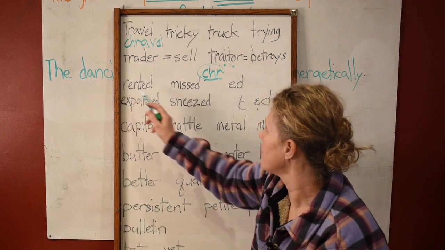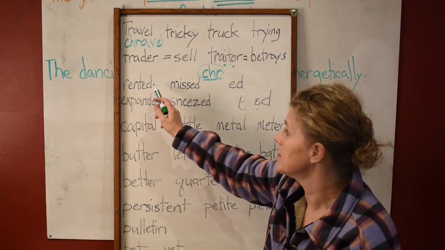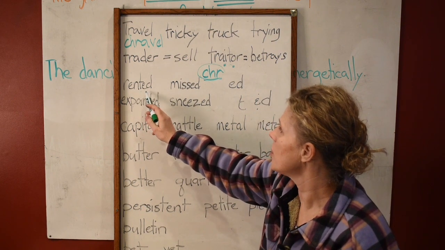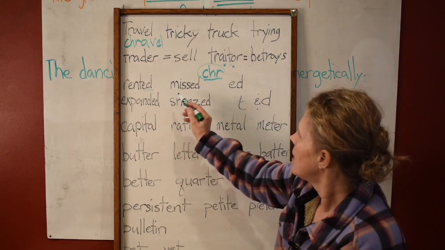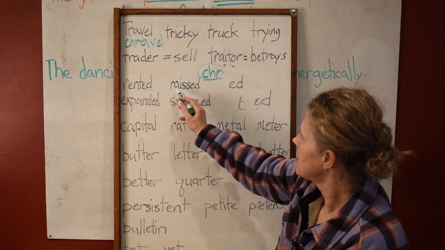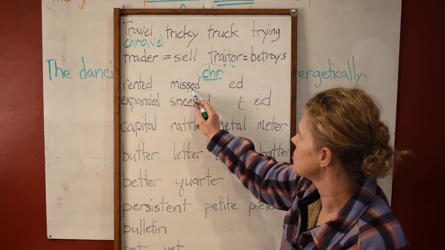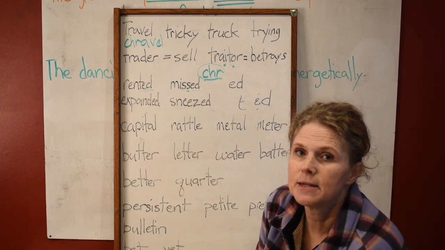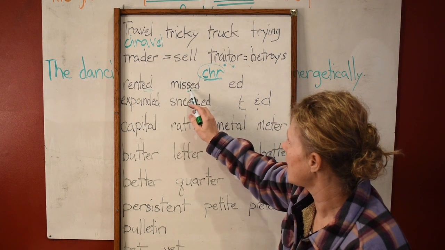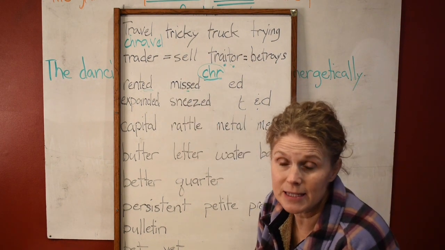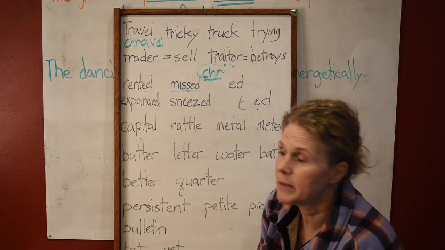So let's go over your EDs again. We have "rented." This is a T, so it's going to say the ED sound, rented. But here we have "missed." This is a soft sound, and so this will turn to the T sound. This is tricky to spell because some people want to spell it M-I-S-T, which is a word. But this is a base word, miss, I miss you.